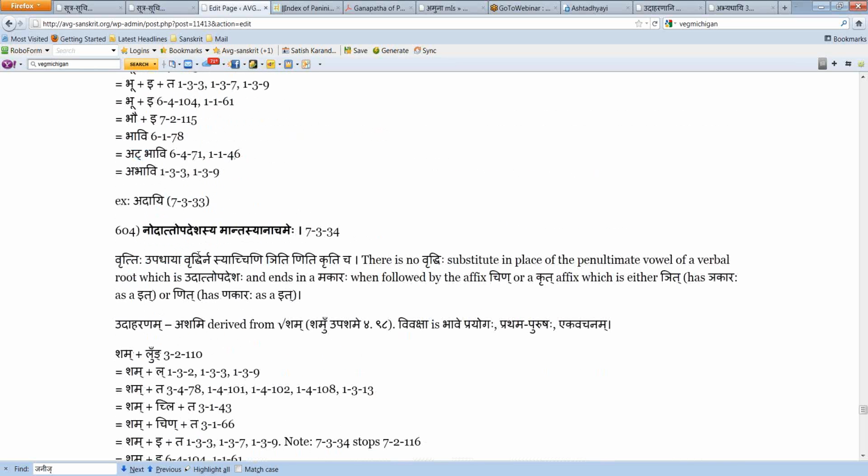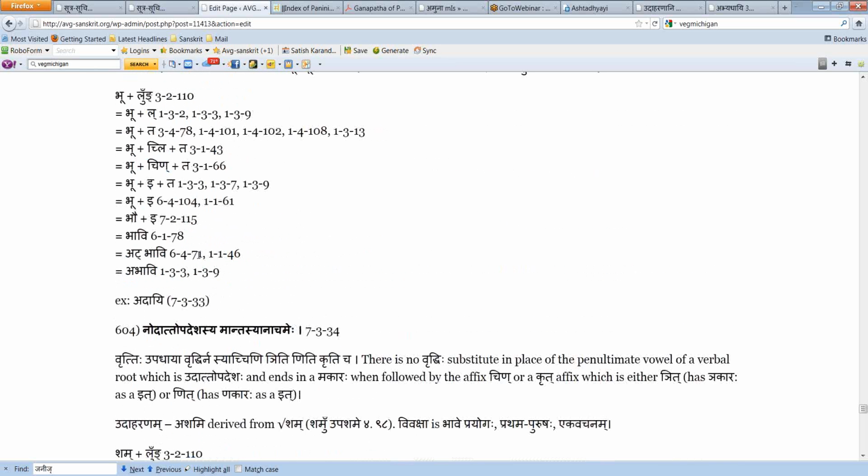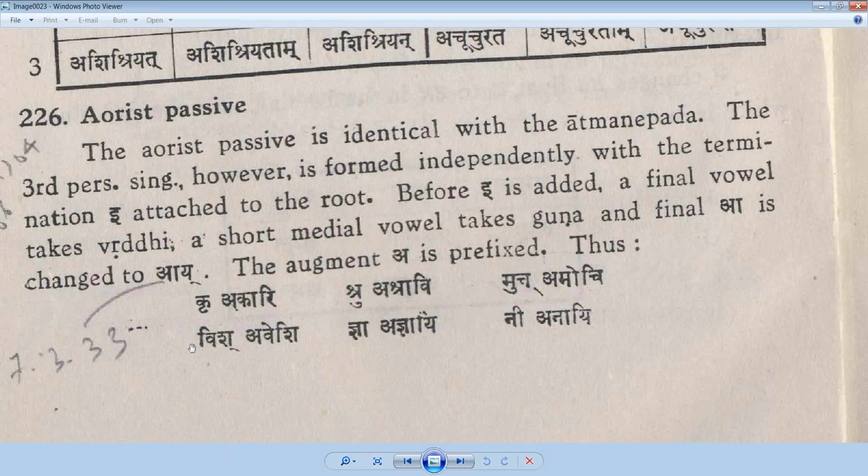Now, let's go back to the book for a second and see where we are. It says a final vowel takes vriddhi because achorniti 7.2.115. This chin is a nit pratyaya. The short medial vowel takes gunadesha, of course, because puganta laghupatasya cha. If chin has the sanya of ardhadhatukam, then puganta laghupatasya cha. And finally a final a is changed to I, because of ato yuk chin krutoho.